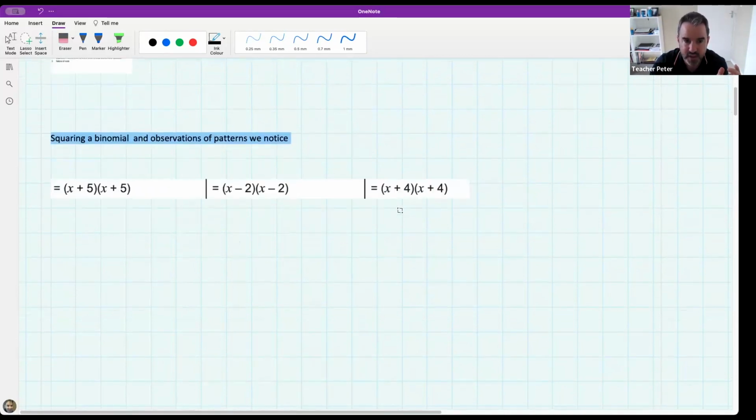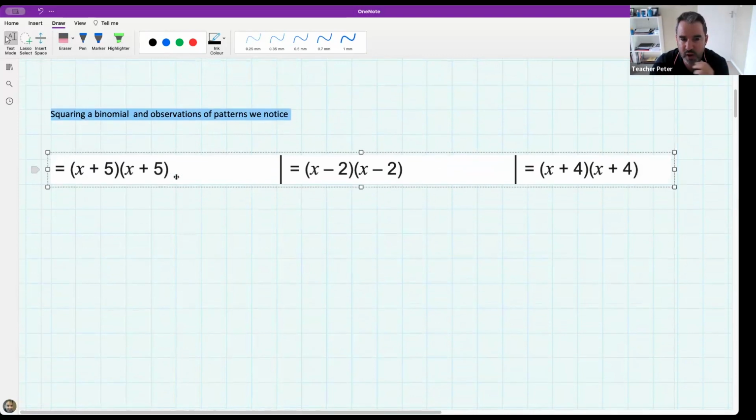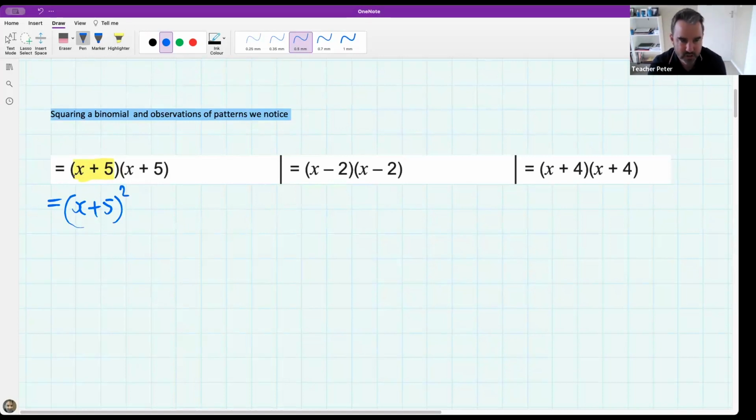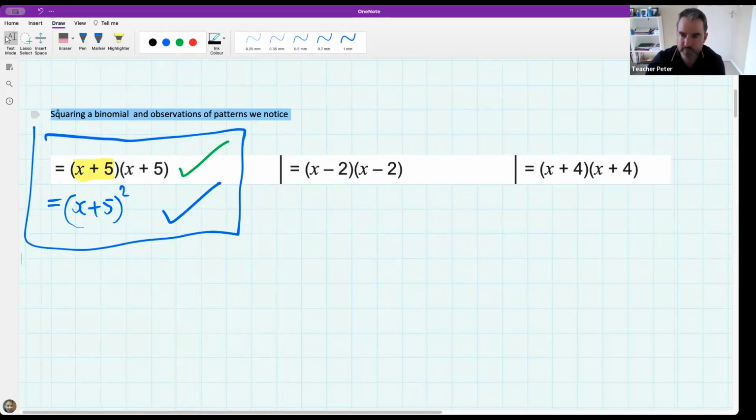Step one today is: if I square a binomial, can I observe what happens? When I say a binomial, I mean an expression with two terms. When I say squaring a binomial, I just mean that I take this expression with two terms and I square it. But you can write squaring a binomial like this, or you can write it like that. Give me a thumbs up if you understand why these two things are the same thing. Okay, fantastic.